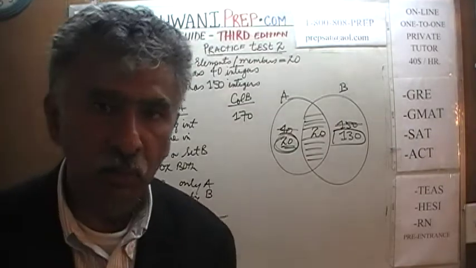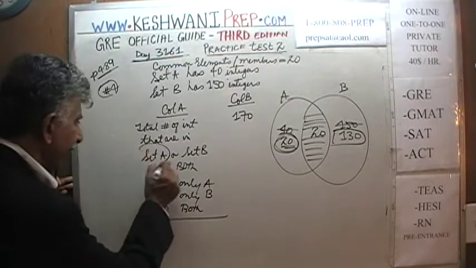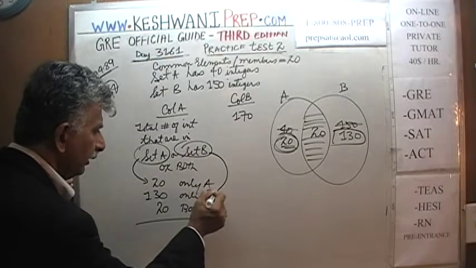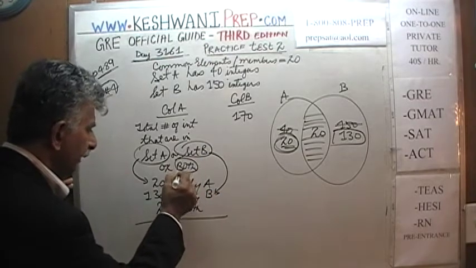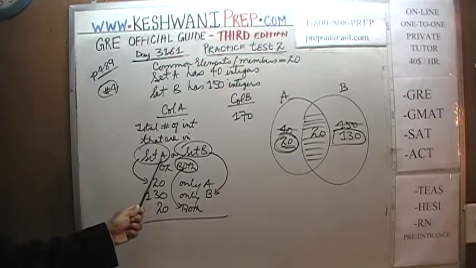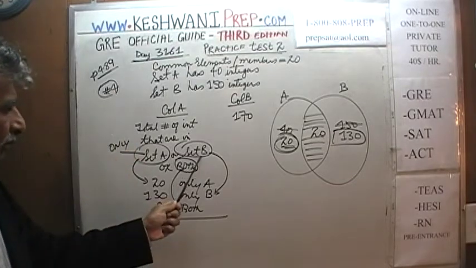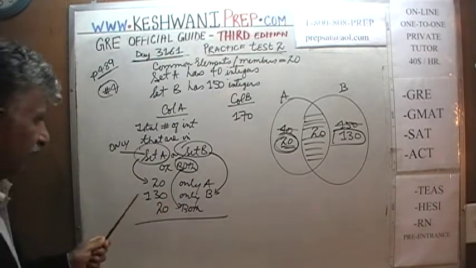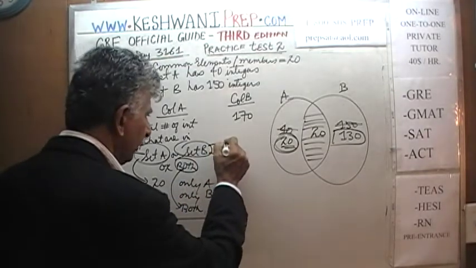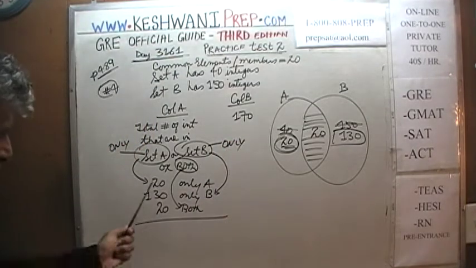And that's how many we have in total. And that's what we have in the first column. It says total number of integers that are in set A, or set B, or both. The both part is down here. What we need to understand here is that when they say set A, here we mean only set A. When we say number of integers that belong to set B, in this context, this 130 represents the number that belong to only set B. And then there are 20 that belong to both of them. And that's what we have in this column.